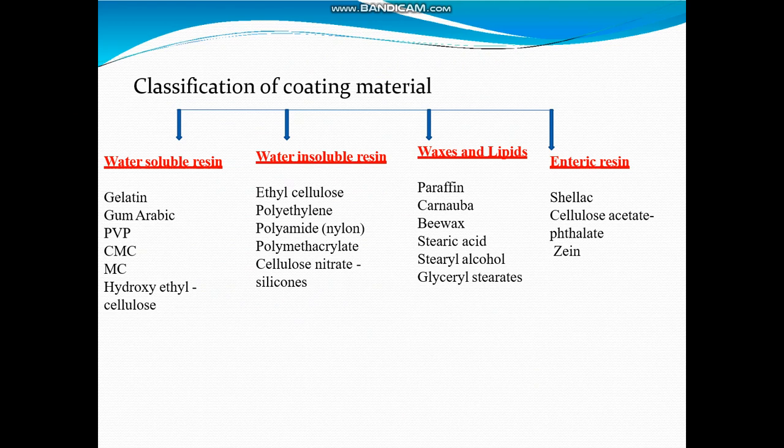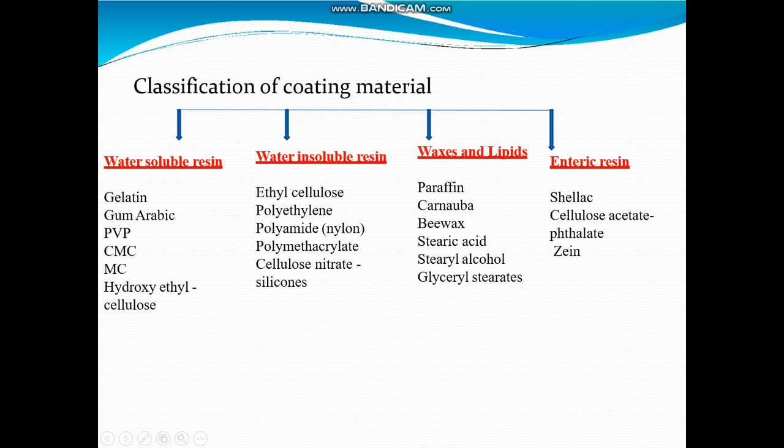Now come to the classification of coating material. These are the different coating materials. The first one is water soluble resins. Good examples are gelatin, gum arabic, PVP, polyvinyl pyrrolidone, carboxymethyl cellulose, methylcellulose, or hydroxyethyl cellulose. These are water soluble resins which can be used as a coating material.